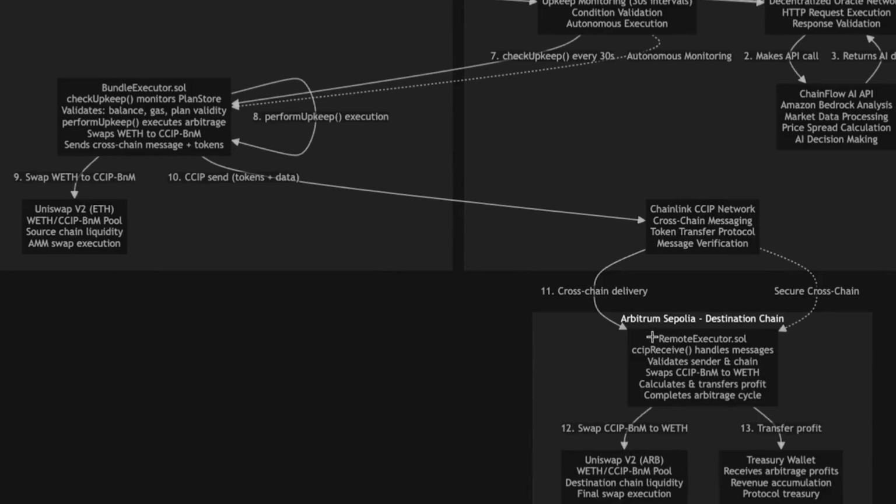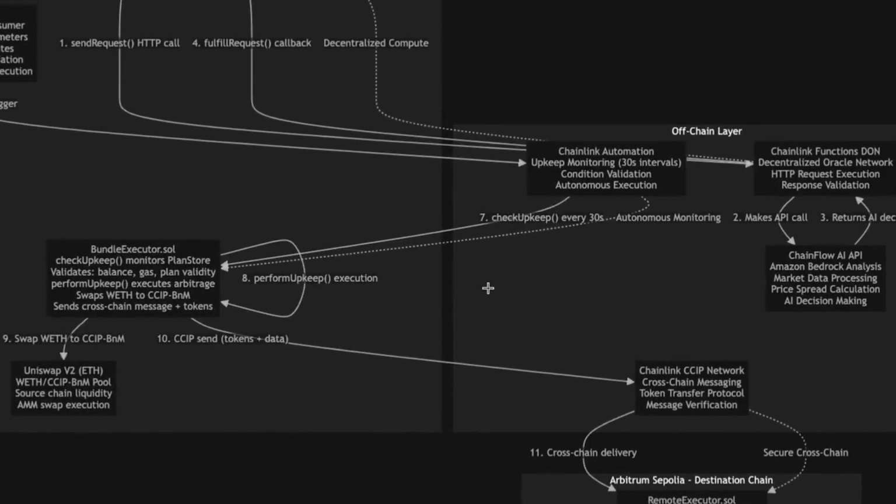Next, we have the last contract, the remote executor.sol contract, which is a CCIP receiver contract, receiving the bridged token. So it's getting the CCIP BNM token and swapping to WETH. And after swapping to WETH, we're getting our final token with the profit. So we are transferring it to any of our treasury accounts. So this is the total flow of the protocol.